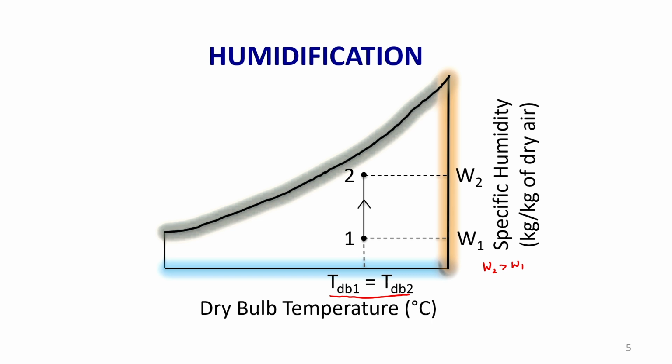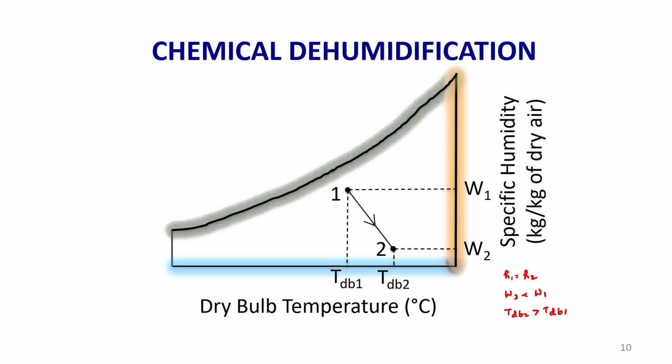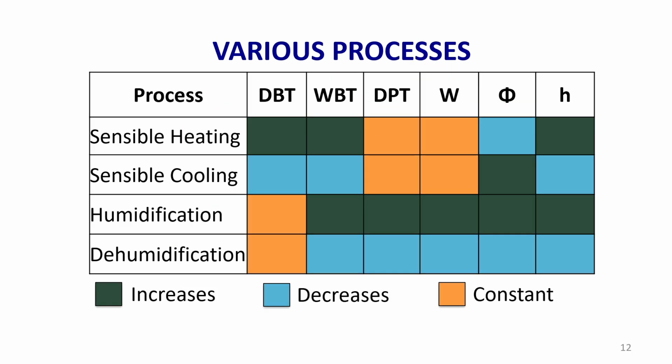Yesterday I told in one of the lectures that there are 2 components of air. One is sensible heat, that is due to the temperature. The other one is the latent heat, due to the humidity. So, in dehumidification, the dry bulb temperature remains constant, and exactly opposite to humidification, wet bulb, dew point, W, the specific humidity, phi, the relative humidity, and enthalpy decrease.